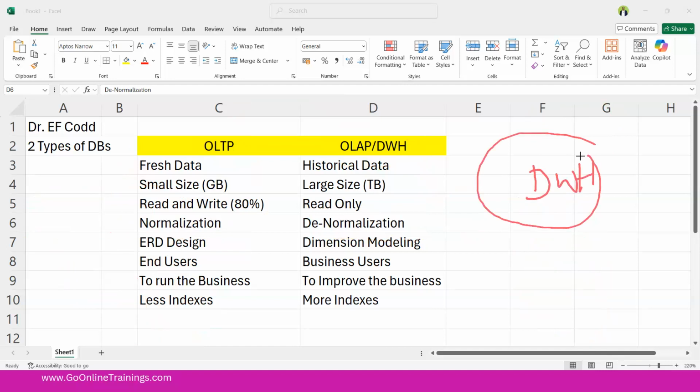So this is very, very important. So what is ERD modeling? Entity relationship diagram, dimension modeling, designing techniques. We're going to be using it here.